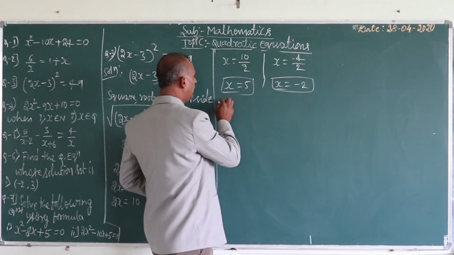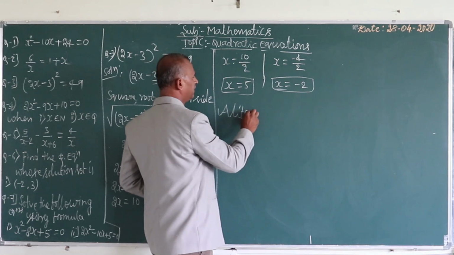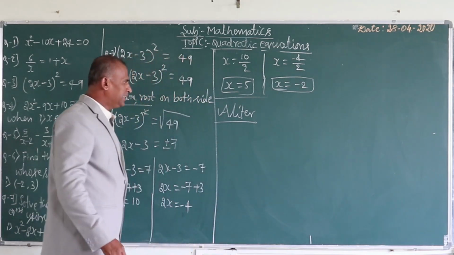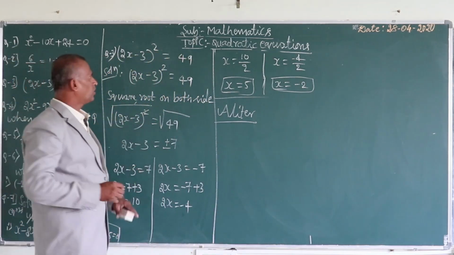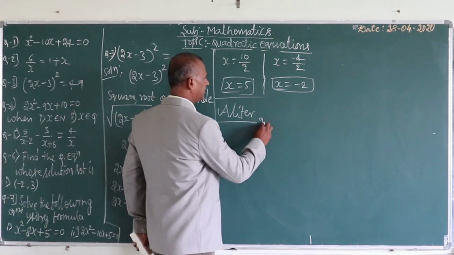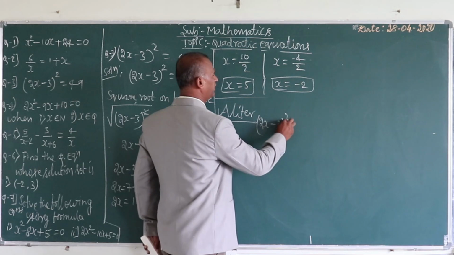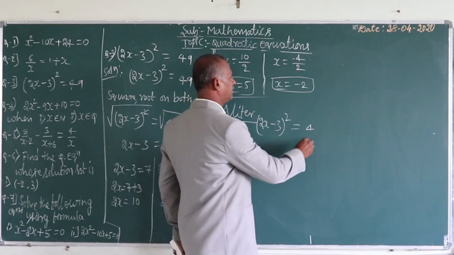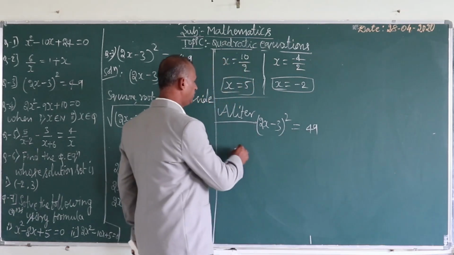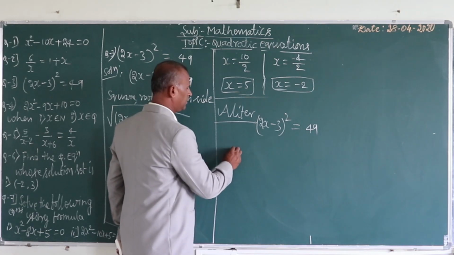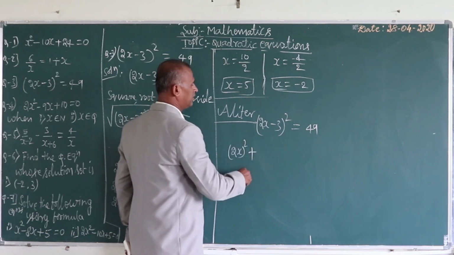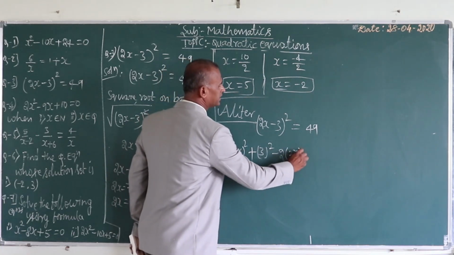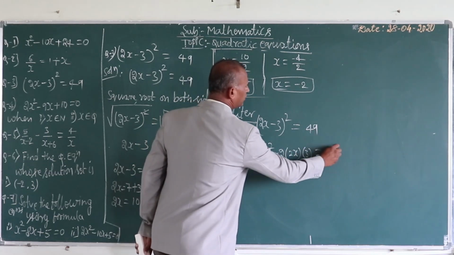Now the alternative, which means one more method for the same sum. In this method we apply the conditional identity. You write (2x minus 3) whole square is equal to 49. Now we apply the identity: (2x) whole square plus 3 square minus 2 into 2x into 3 is equal to 49.